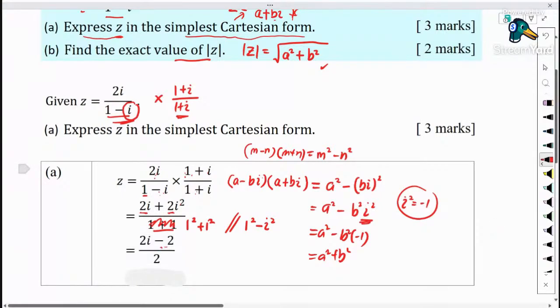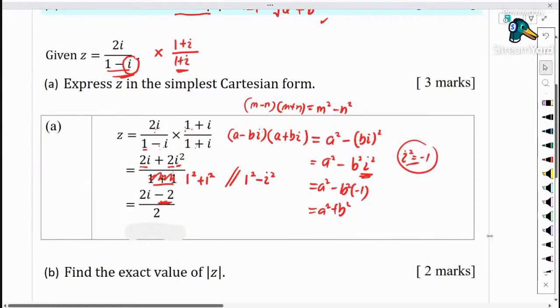And where does this minus 2 come from? i squared is minus 1. So substitute minus 1, I have 2 multiply minus 1. So I have minus 2. Then divide by 2. It will give me the answer as follows: minus 1 plus i. And how do I get this answer?